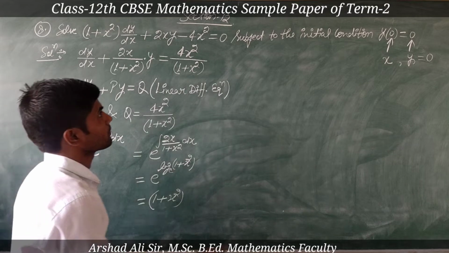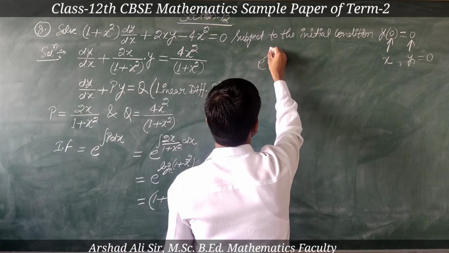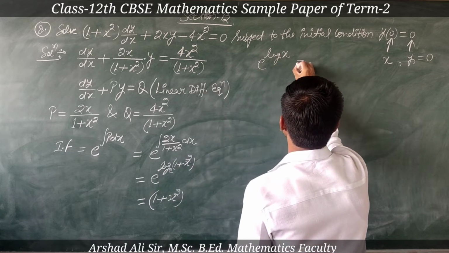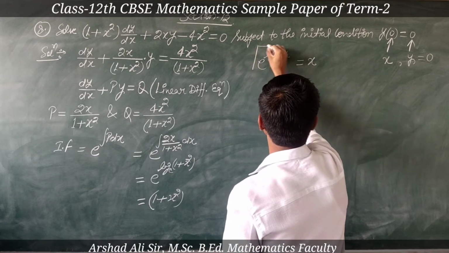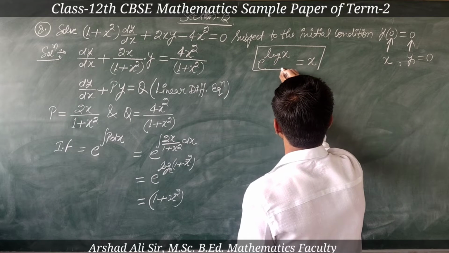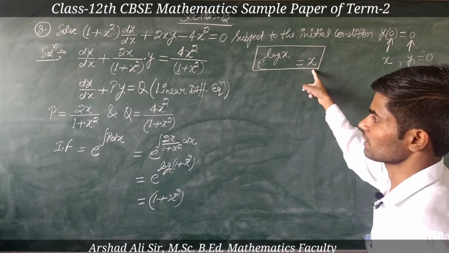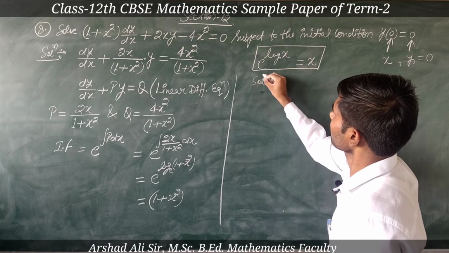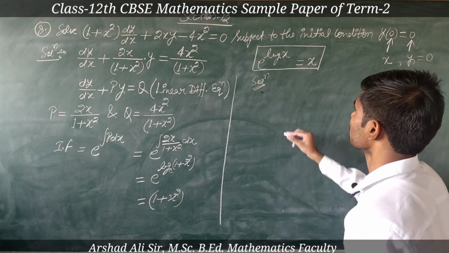There is a property: e to the power logarithm of x is x. So we can write directly x. You have to remember this property. This is a very important property. So now we can find the solution of this differential equation.